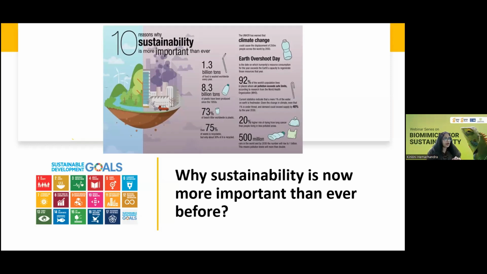On the top diagram, you can see we create 1.3 billion tons of food waste every year. And related to that, we also dump 8.3 billion tons of plastic every year. Because we consume more, we throw more. As a result, we are losing more than 70% of our beautiful beaches around the world. So you can see the way that we destroy our planet.